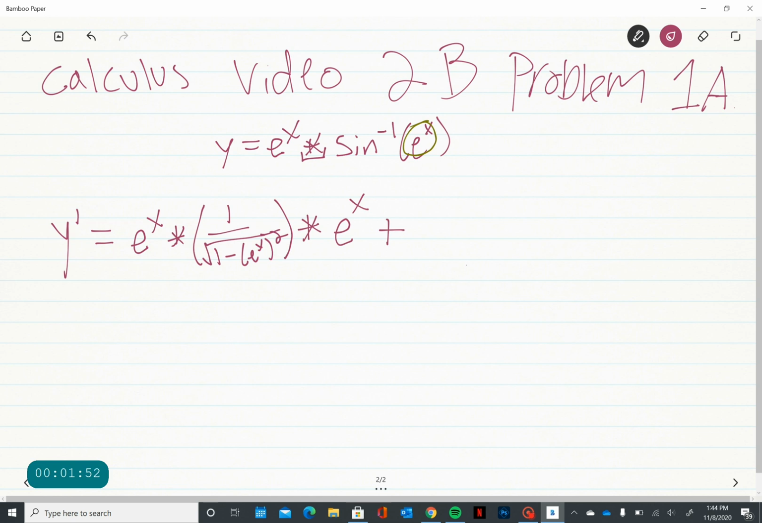So then we do plus the second, which is arc sine e to the x, times the derivative of the first. And that would just be e to the x again.